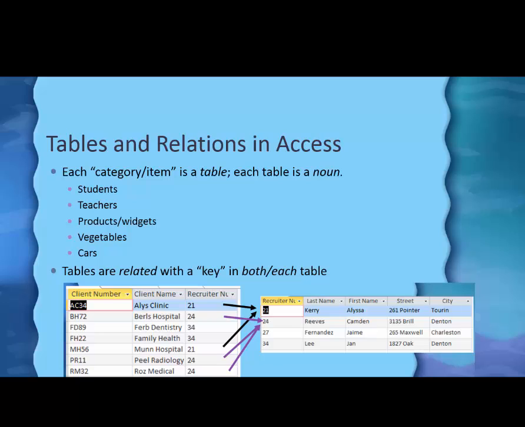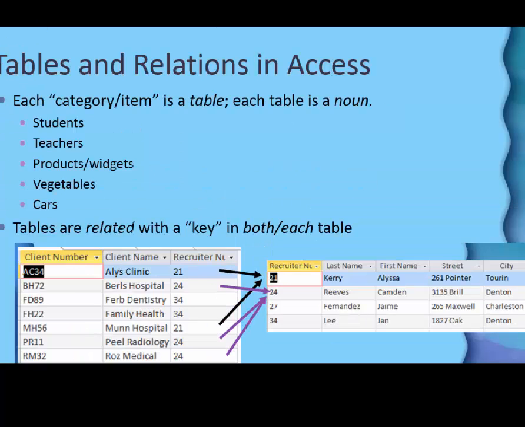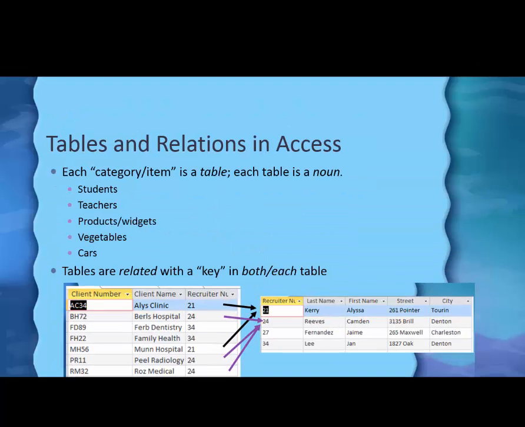So we'll set up our relational database with tables. Each table is a noun. So you might have students or teachers or widgets. That's a business word that means anything you made. Vegetables, cars. Here we have clients, recruiters. And then the two tables are related with that key that exists in both tables. That's all there is to it.